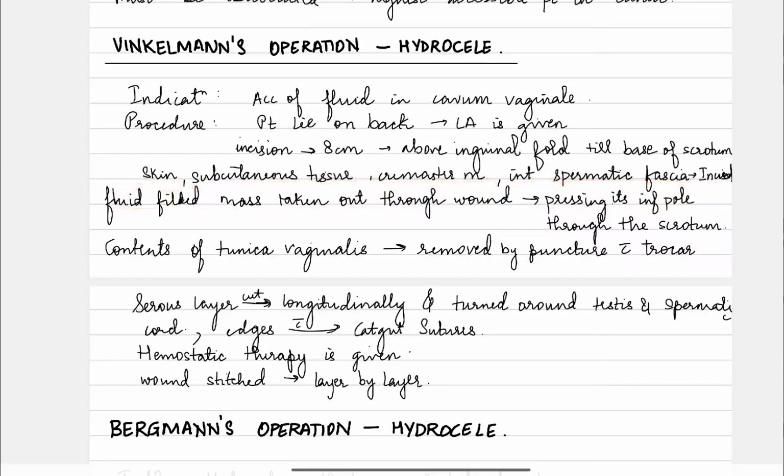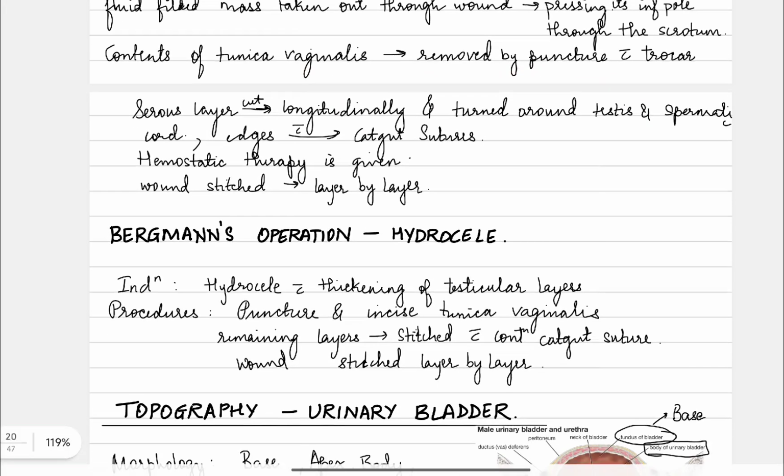The fluid-filled mass is taken out through the wound. Pressing its inferior fold through the scrotum, the content of the tunica vaginalis is removed by puncture with a trocar. The serous layer is cut longitudinally and turned around the testis and spermatic cord, and the edges are stitched with catgut sutures. Hemostatic therapy is given and the wound is stitched layer by layer.